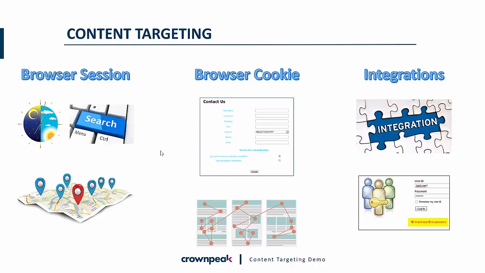For example, if a web visitor has a user ID and password to access content behind a login screen, then there probably exists some profile information on that web visitor that was provided by them in order to attain the user ID and password. Any or all three of these methods can be built into a variety of business rules for Crownpeak personalization.